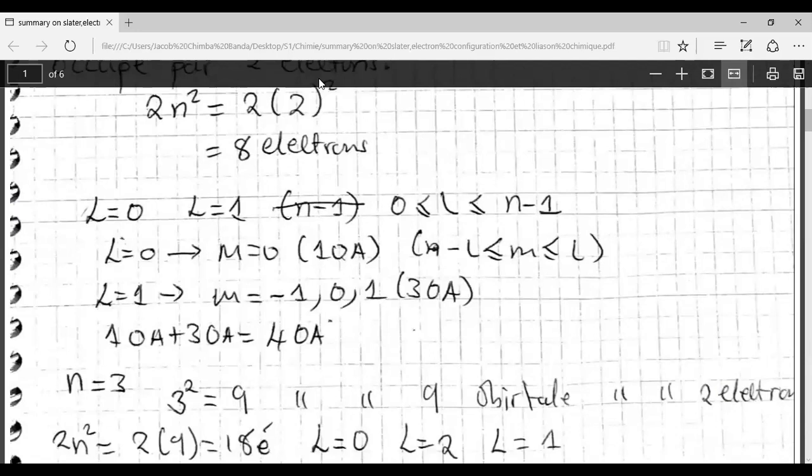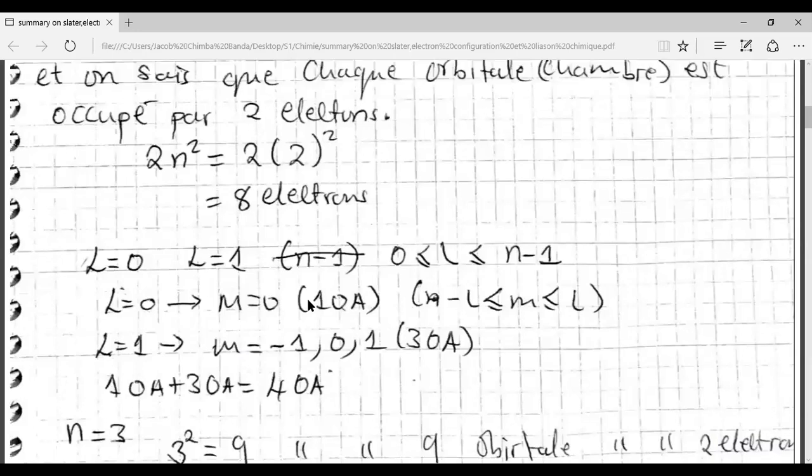So as I was saying, L is equal to 0, which is M is equal to 0. This is one orbital, this is one separate room which has one orbital. Then L is equal to 1, M is equal to -1, 0, 1. This is another room, which has 3 orbitals in it. So we see that the electrons in L is equal to 0 in this room have the same energy, and the electrons in this other room have the same energy. So we see that it depends on N and on L.